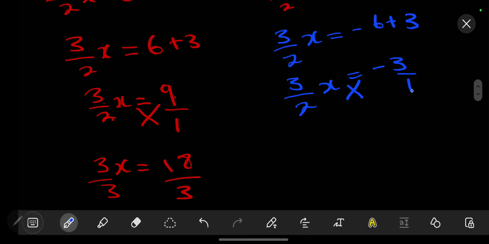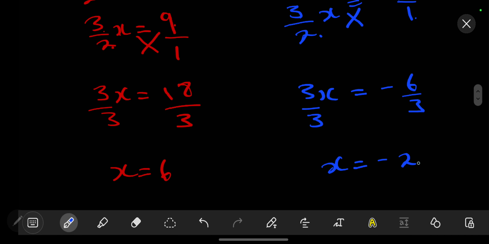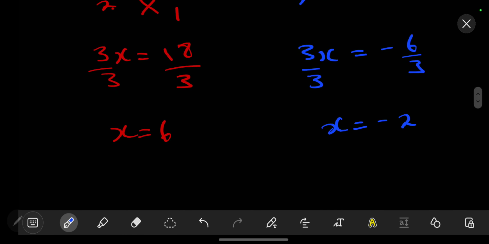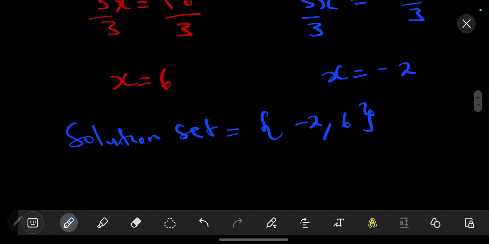So this 3x times 1 will give us 3x should be equal to this 2 times negative 3, it will give us negative 6, like that. Then we divide by 3. So our x value should be equal to negative 2, like that. So x could be negative 2 or positive 6. So we can say the solution set for this one should be equal to negative 2 and 6. So both of these are working under this topic. So x could be negative 2 or it could be positive 6.